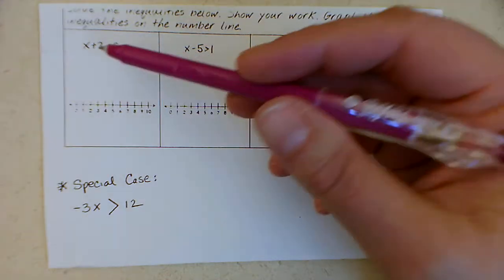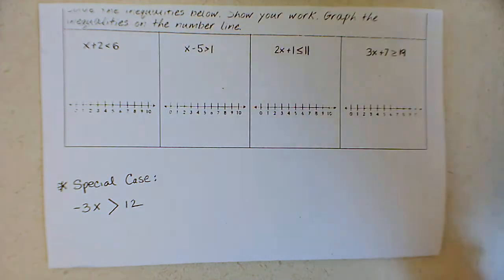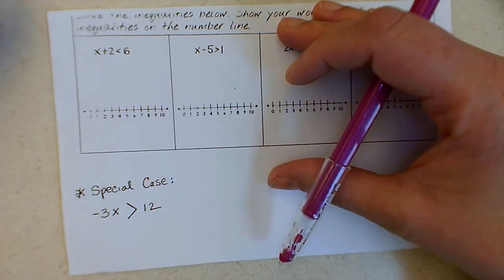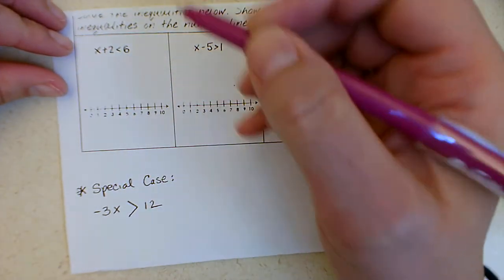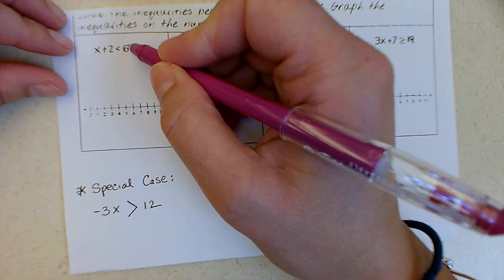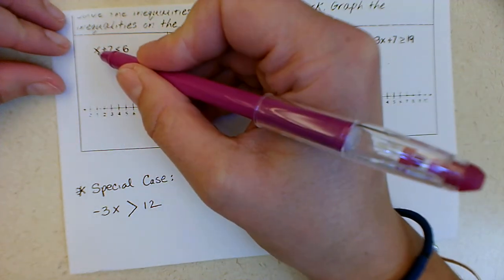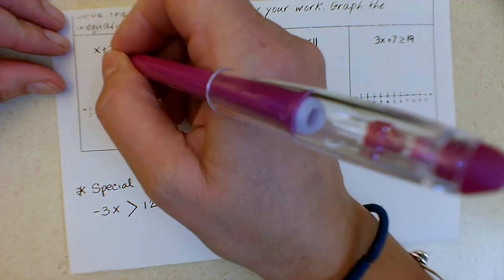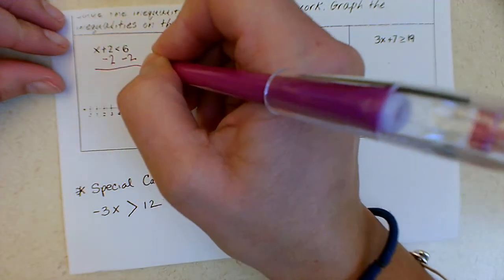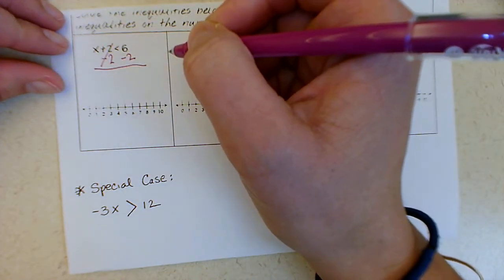The first one is x plus 2 is less than or equal to 6. I apologize if you can't see the numbers down there. It does go from 0 to 10. So x plus 2 is less than 6. Here we need to get x by itself. It is linked by this plus 2, so we have to do the inverse operation to both sides, just like if we were solving a regular equation.